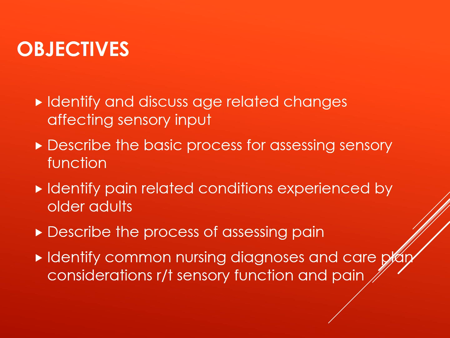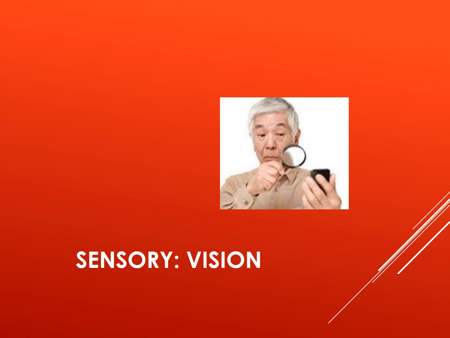This program should enable you to identify and discuss age-related changes affecting sensory input, describe the basic process for assessing sensory function, identify pain-related conditions experienced by older adults, describe the process of assessing pain, and identify common nursing diagnoses and care plan considerations related to sensory function and pain. We will begin the review of sensory function with a discussion of vision.